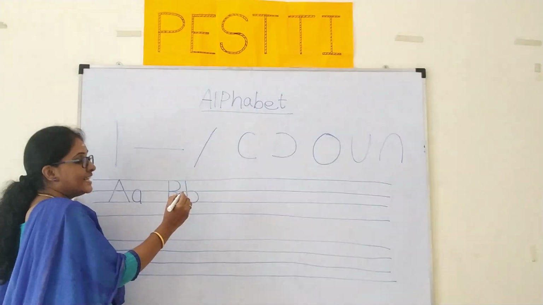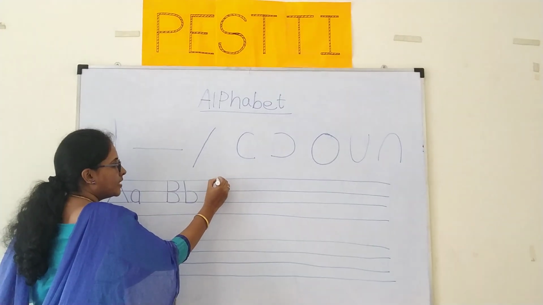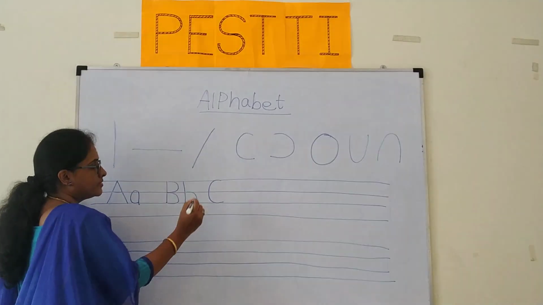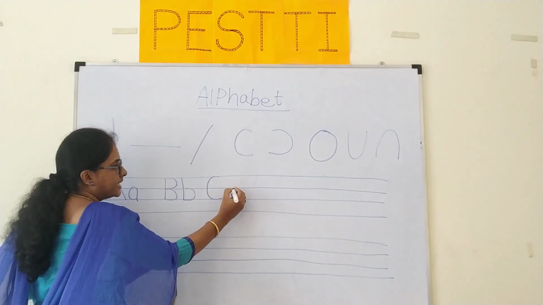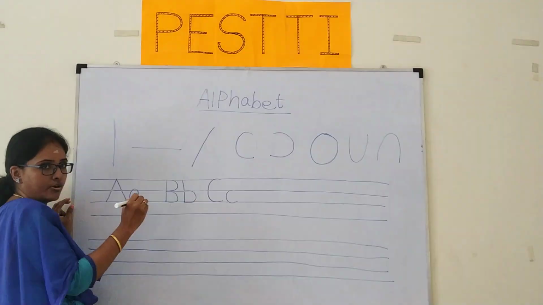Now we will see C. Cat. A big curve. Now small c. Start from the middle. Small curve.